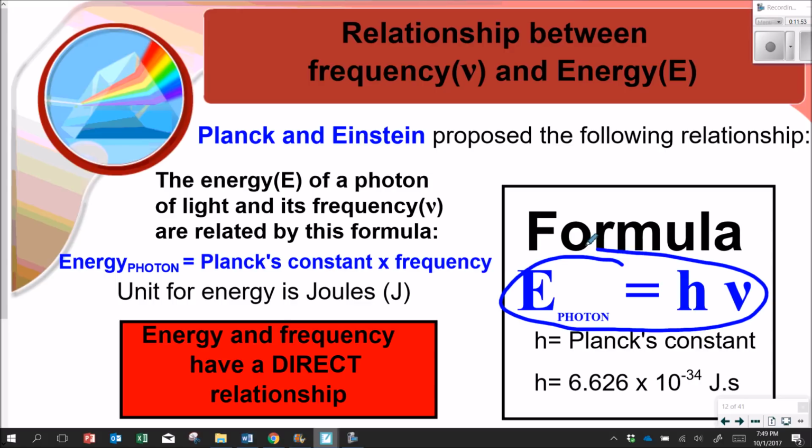E is the symbol for energy. h is Planck's constant, which is 6.626 times 10 to the negative 34 joules second. Again, this is given to you on your formula chart, so you do not have to memorize it. The unit for energy is joules. Energy and frequency, note, have a direct relationship. When energy goes up, the frequency goes up, and vice versa.